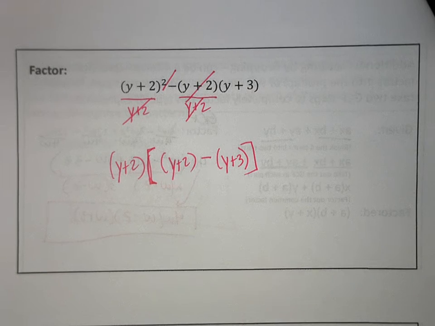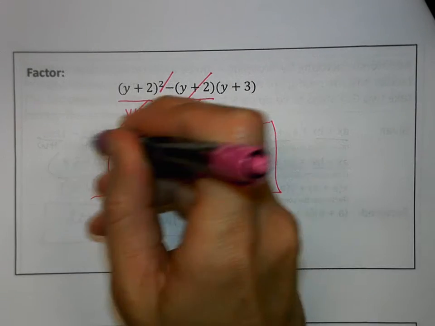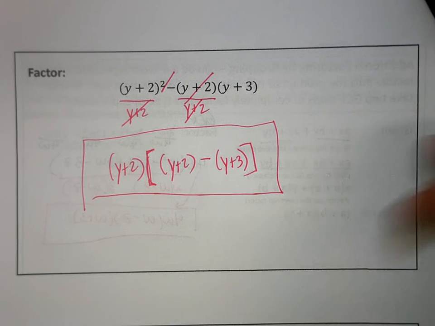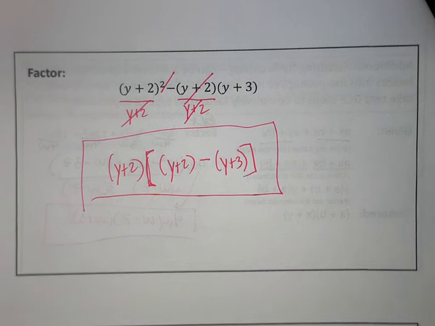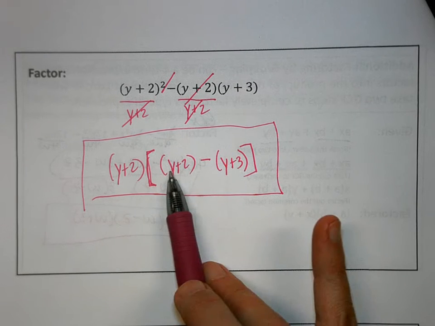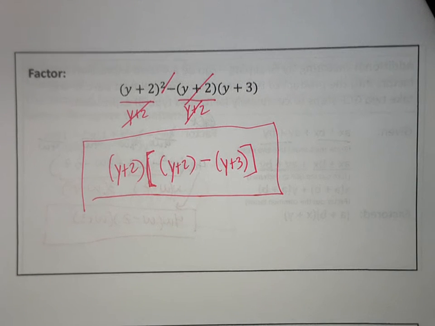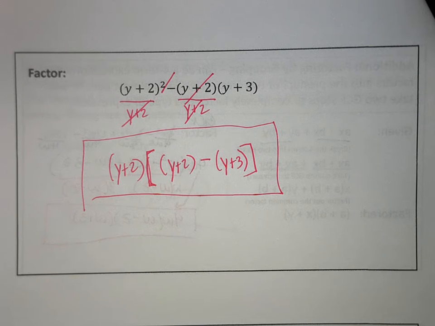Okay, and so you will see some answers like this on your test where you're factoring out your y plus 2. Yes? Why did I use the brackets? The only reason why I used the brackets is because I knew I had parentheses, and so I just wanted something different. Oh, okay. You could have had parentheses as well. Kind of like separate them? Yeah.